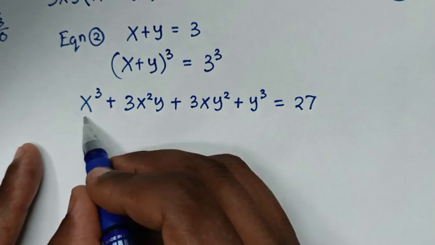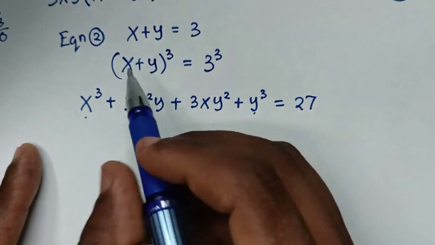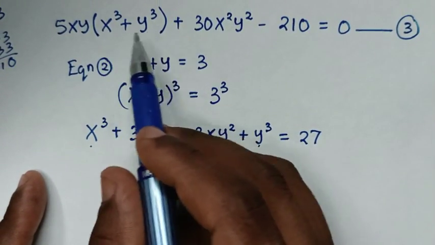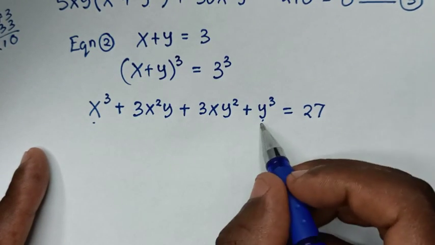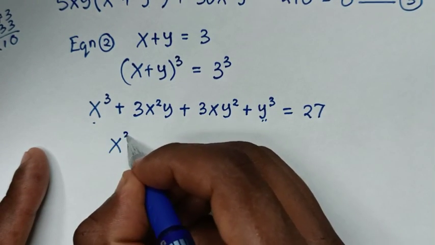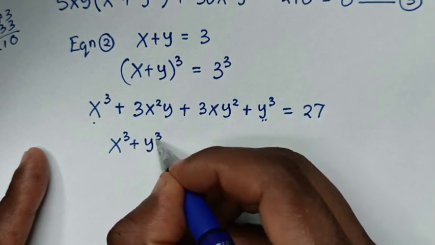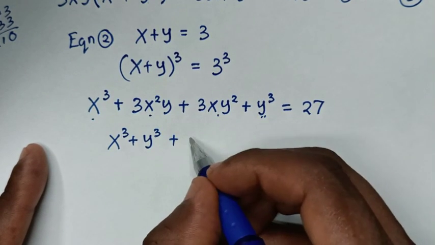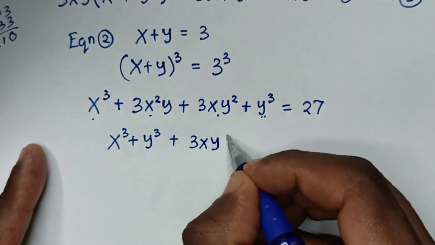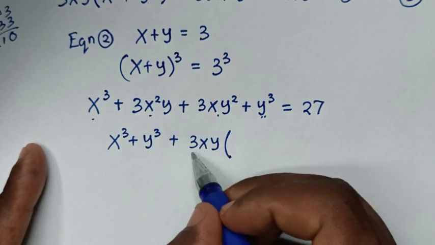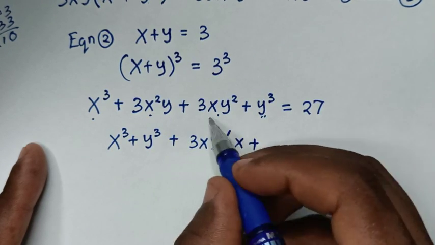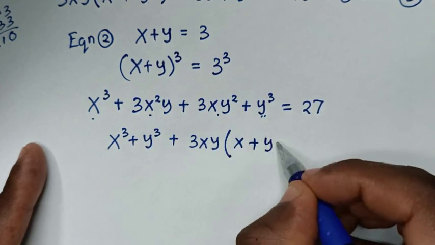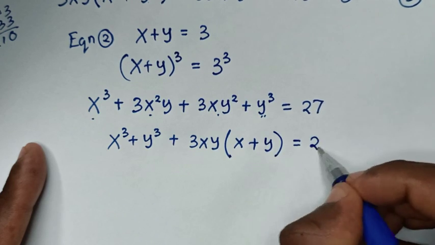Then from here, this plus this gives x power of 3 plus y power of 3. Then plus here and here, 3xy is common, so we take it out of the bracket. This divided by this is x, plus this divided by this is y, in brackets, is equal to 27.